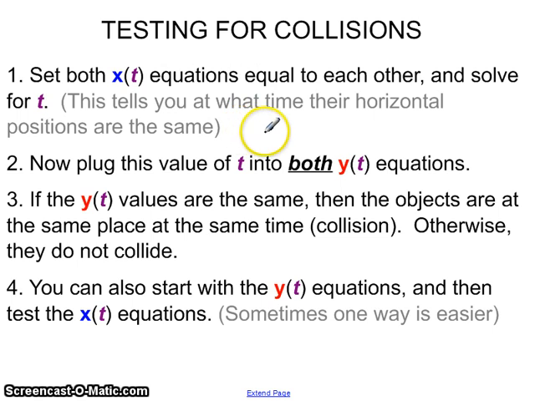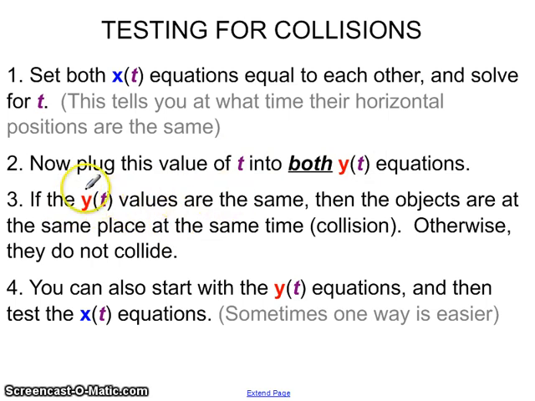Now, just because their horizontal positions are the same does not mean that they collide. What we need is both their horizontal and their vertical positions to be the same. So we're going to take that value of t that tells us when their x values are the same and plug that into both of the y equations. Now we'll find out what the vertical position is for each point when their horizontal positions are the same.